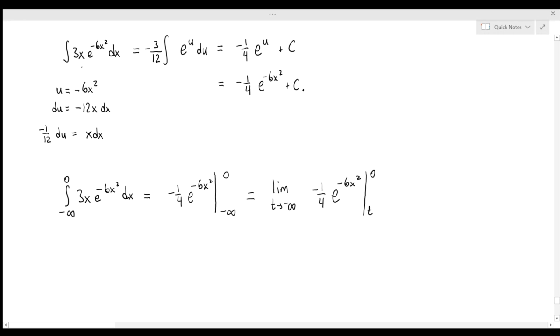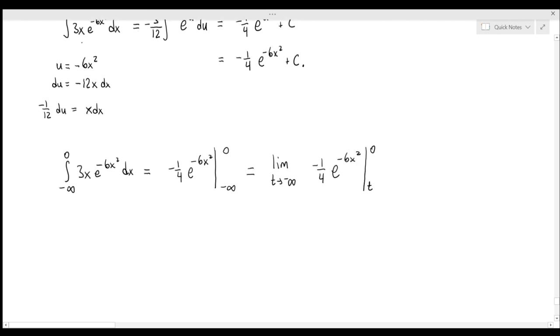Okay. Now it's not important that I use the letter t. You could have used really any other letter that you wanted. I just like to use the letter t, so that's what I went with.